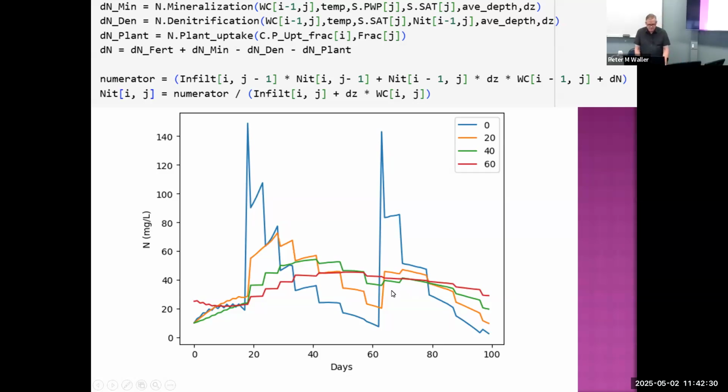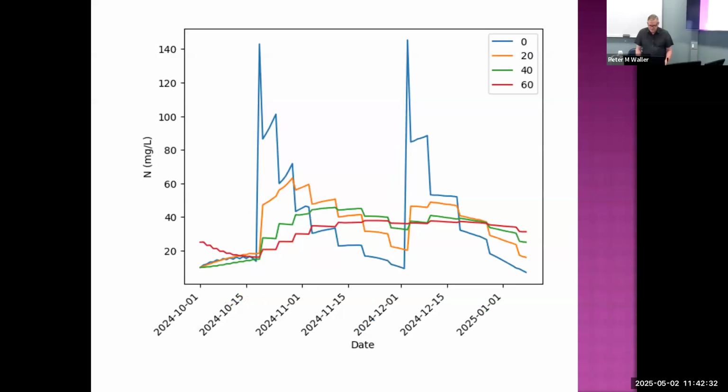And then if you're interested in the date, I planted it on October 1st, and these are my nitrogen concentrations. So we have been keeping track of nitrogen in our experiment. So I'm going to see how this compares with our experiment. Any questions?